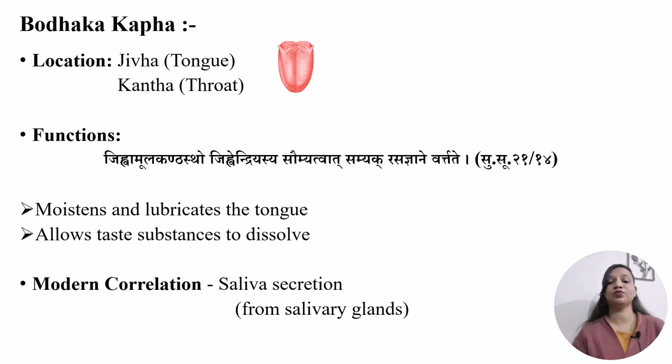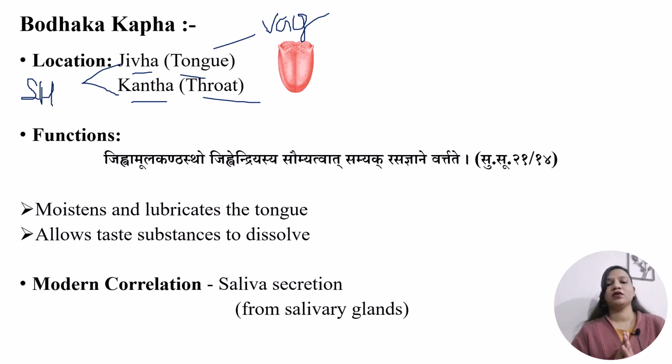the next one is the Bodhaka Kapha. So the location of Bodhaka Kapha is Jivha, meaning tongue, and Kantha, meaning throat. The location Jivha is given by Acharya Vagbhat, and Acharya Sushrut has given both of these locations. Okay, Acharya Sushrut has mentioned both Jivha and Kantha as the location of Bodhak Kapha.